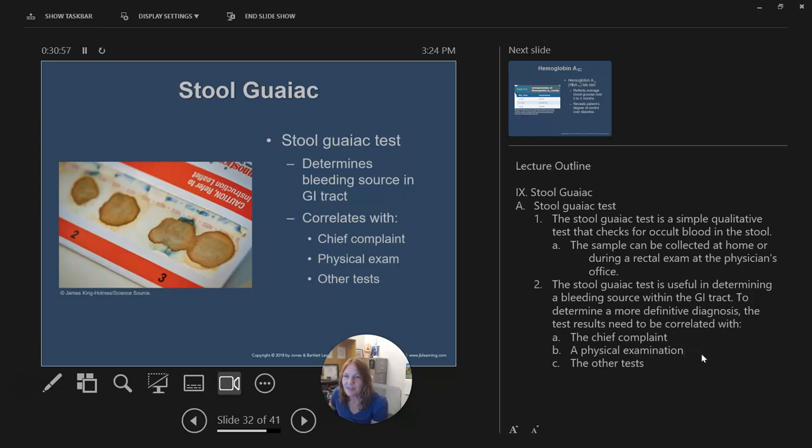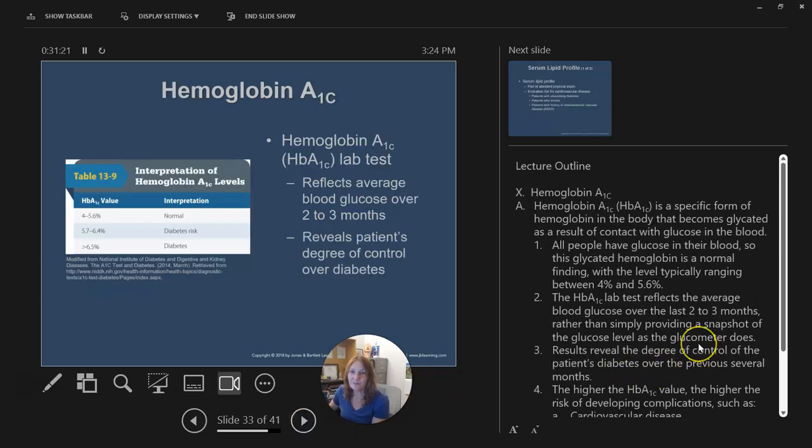The stool test is a simple qualitative test that checks for occult blood in the stool. The sample can be collected at home or during a rectal exam at the physician's office. The stool test is useful in determining a bleeding source within the GI tract. So to determine a more definitive diagnosis, the test result does need to be correlated with the chief complaint, as well as the physical examination and other tests that they will need to go in for.